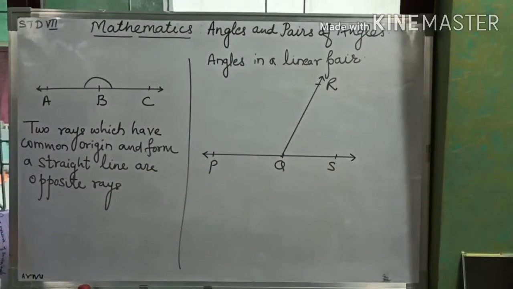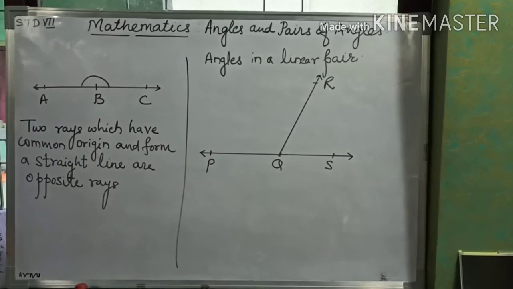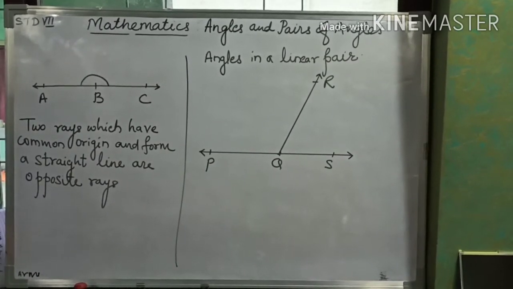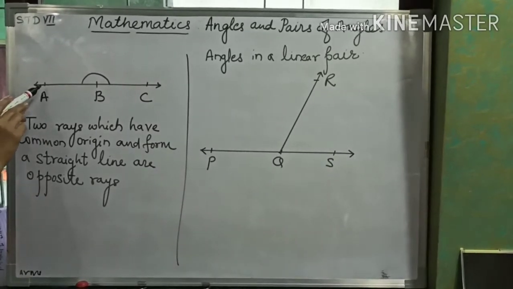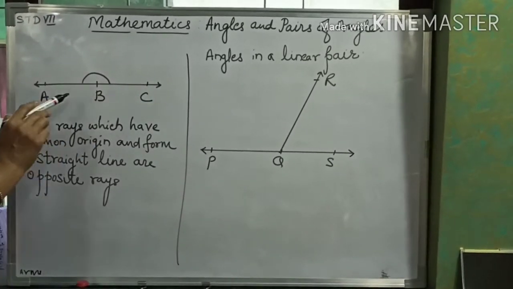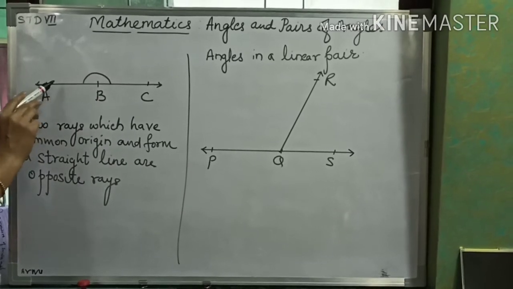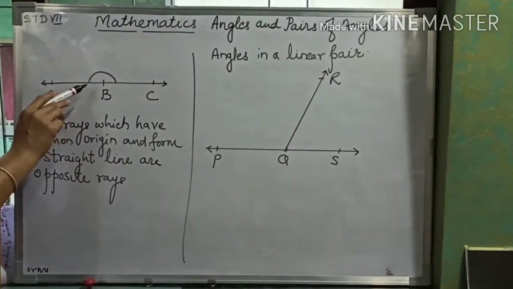Angles and pairs of angles. This is part 2 of the video of this chapter. Look at this figure. This is angle ABC. You have learned this type of angle is a straight angle.